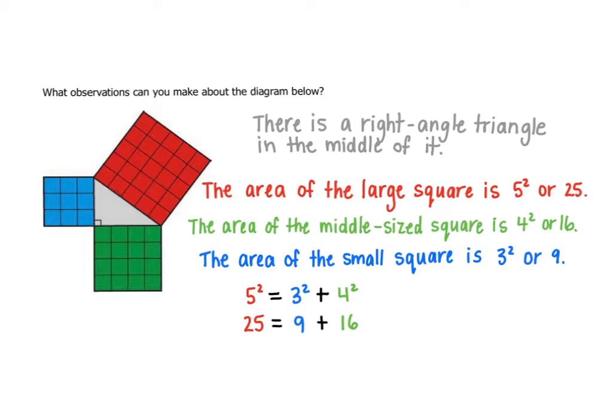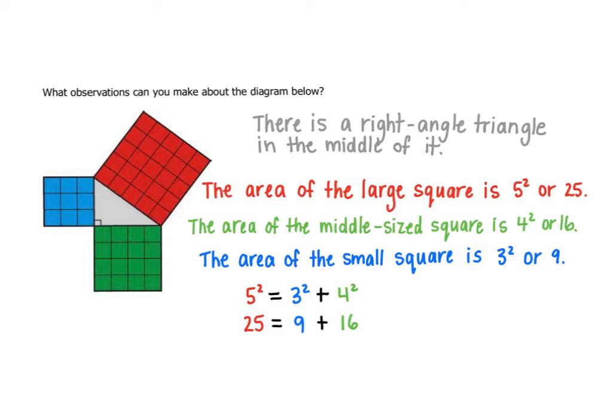Hi everyone, today we're going to look at how we can use the Pythagorean theorem to find the length of a leg in a right-angled triangle. We used this diagram previously to illustrate how we could find the length of the hypotenuse, but we can also use it to see how we could find the length of a leg.